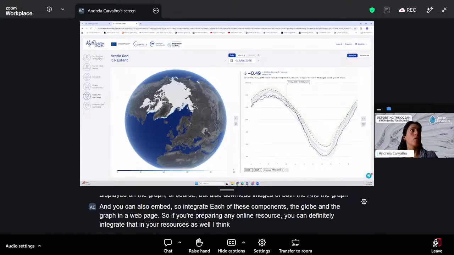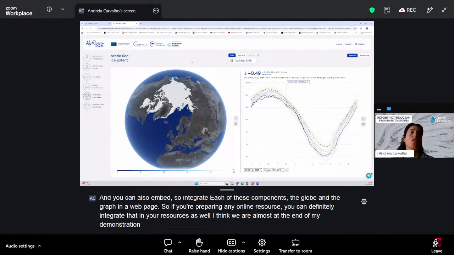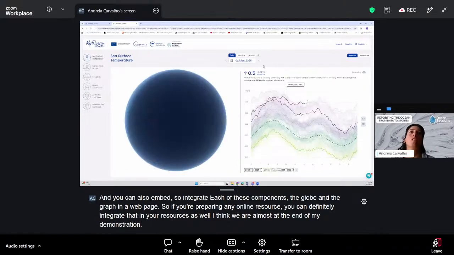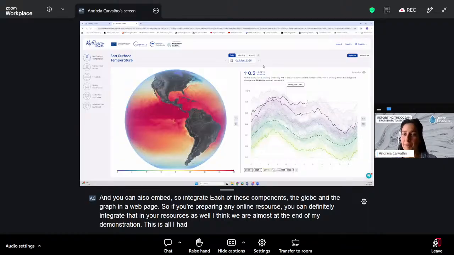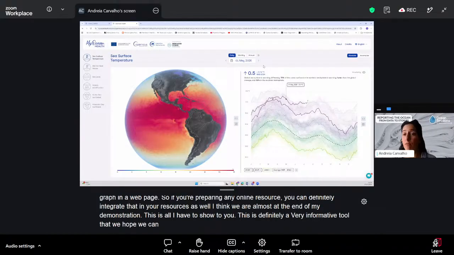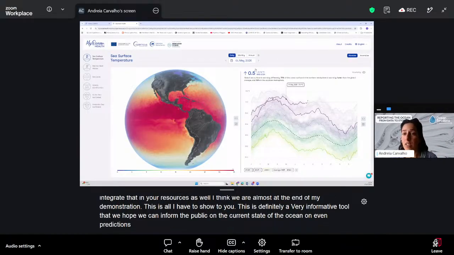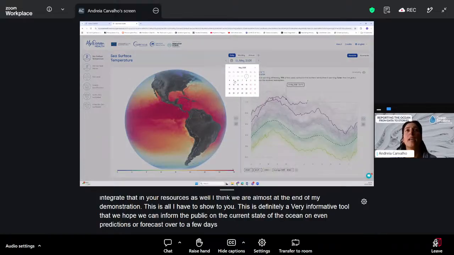I think we are almost at the end of my demonstration. This is all I had to show to you. This is definitely a very informative tool that we hope can inform the public on the current state of the ocean, and even on predictions or forecasts over a few days.